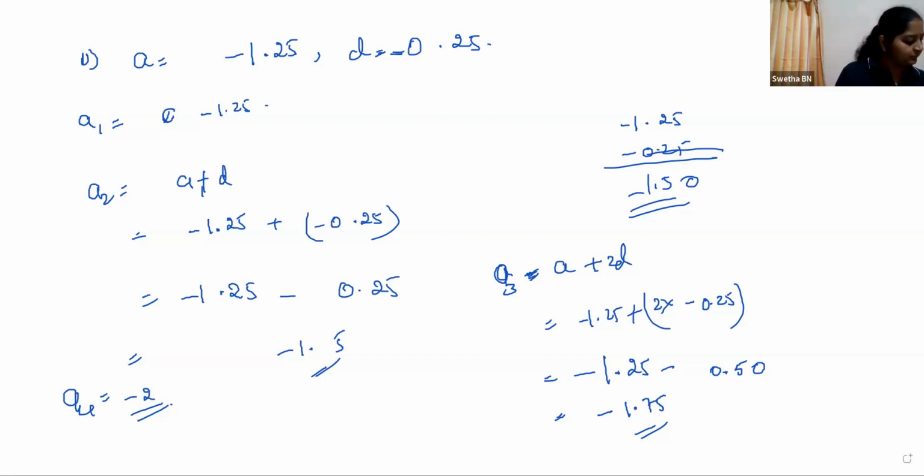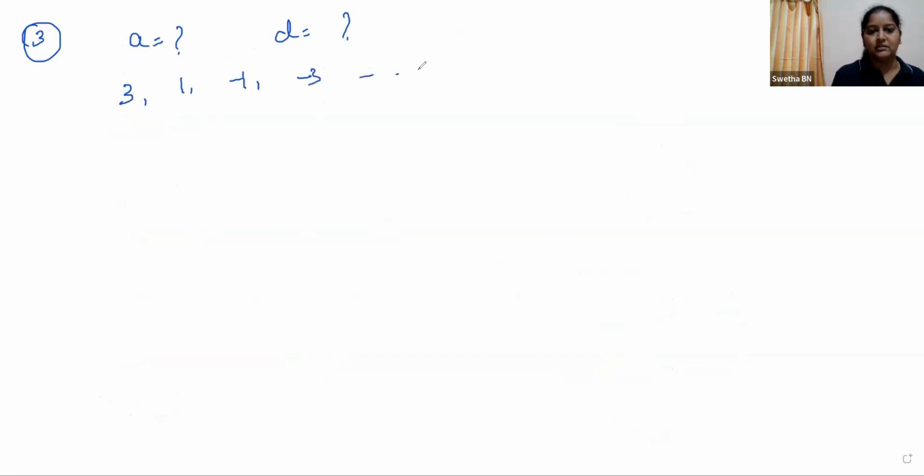Next question. Okay, write the first terms. They have given the sequence. You have to find out A and D. The series is 3, 1, minus 1, minus 3, and so on. Which is the first term here? We know 3 is the first term, right? Just write what A and D are.